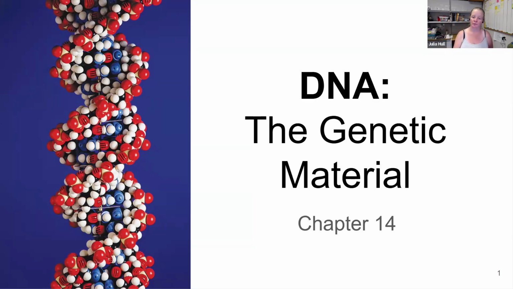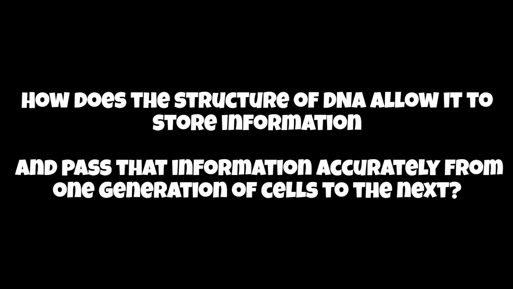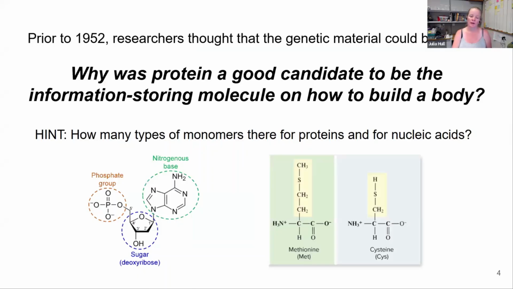As we work through this chapter, keep asking yourself one big question. How does the structure of DNA allow it to store information and pass that information accurately from one generation of cells to the next? Prior to 1952, most scientists thought that protein was the genetic material.